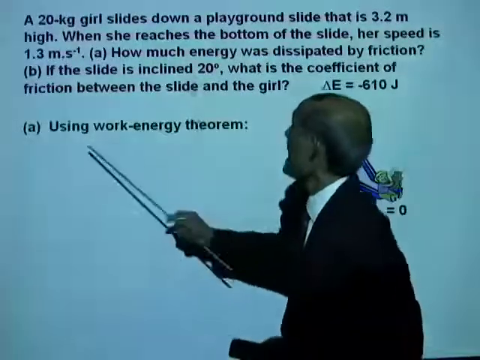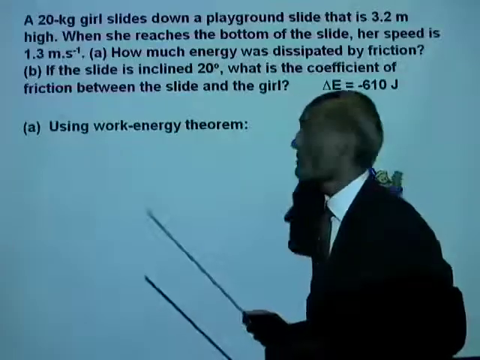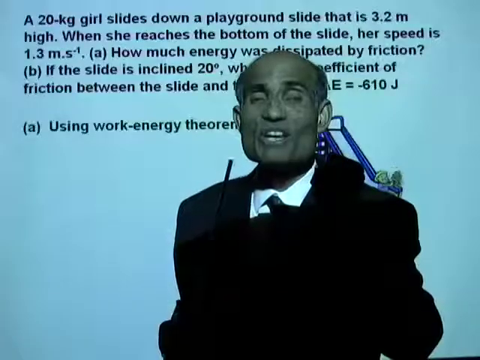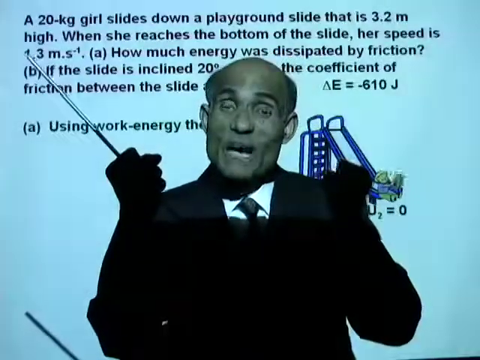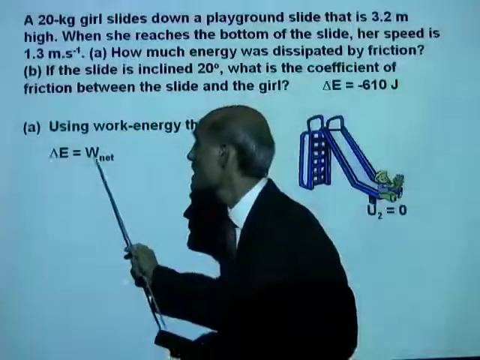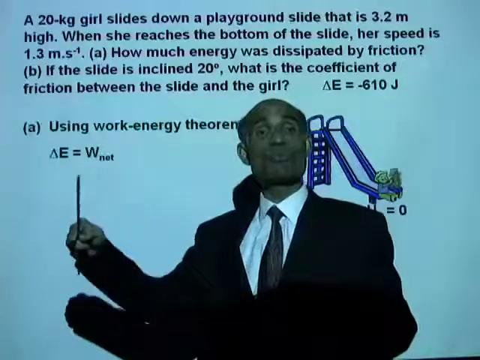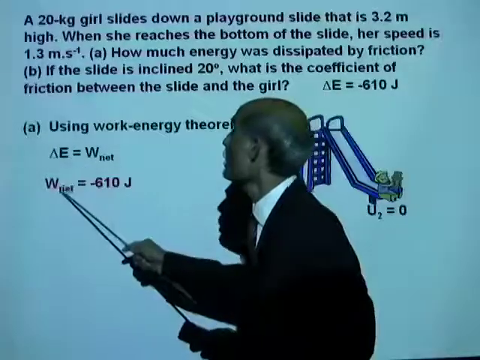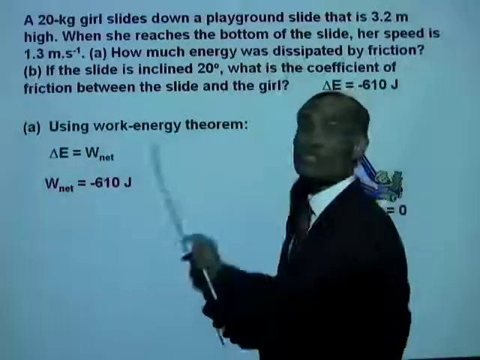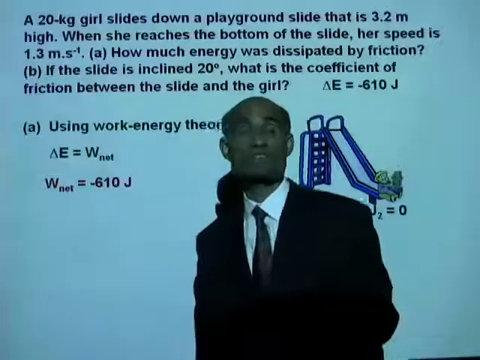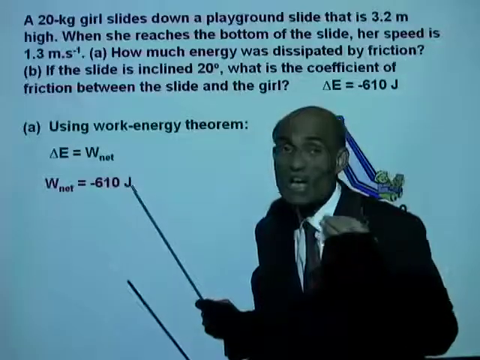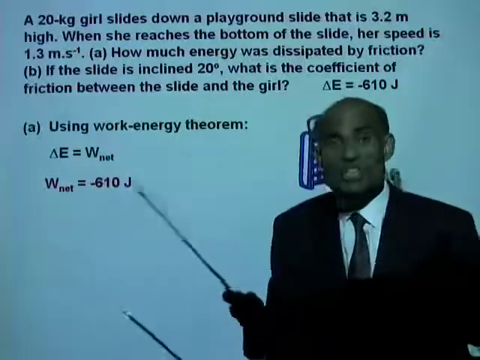Now, in part A, using work energy theorem. What is the work energy theorem? The net change in the energy is a measure of the work done by external non-conservative force. Delta E is a measure of the net work done. Therefore, the net work done, which is a measure of the energy dissipated by friction, is negative 610 joules. You must be able to interpret the net work done. The work is done against the friction, and that energy is dissipated.